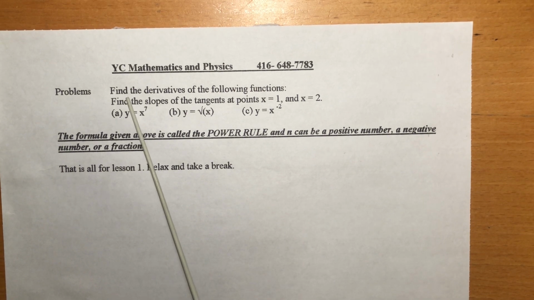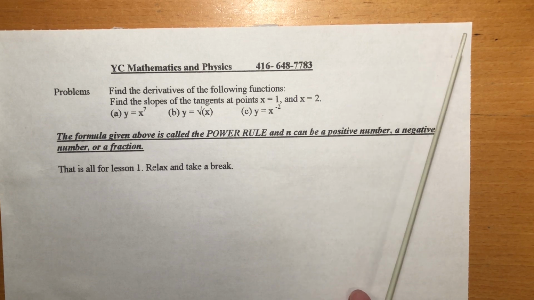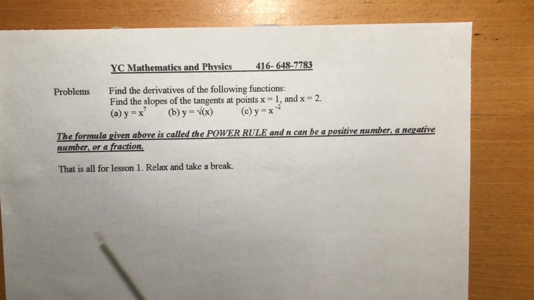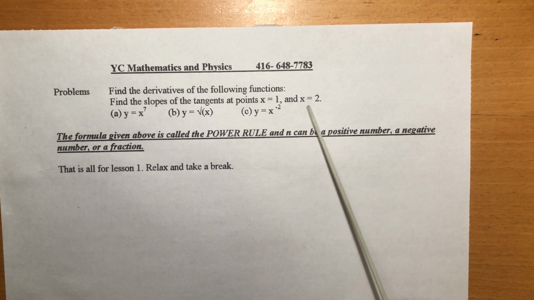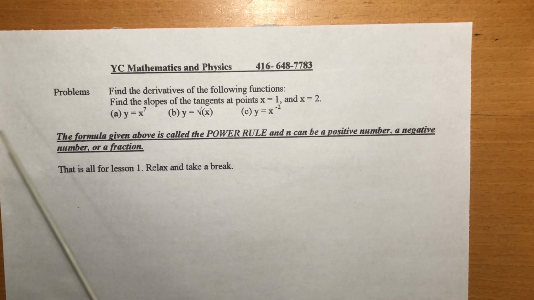So let's do some problems. You are given 3 functions, A, B, C, and I want you to find the derivatives. Find 3 derivatives for the 3 functions. And how about the tangent? Find the slope of the tangent. Remember, the slope of the tangent is at a certain point. I give you the x coordinate: x equals 1, that's one point, and x equals 2, that's another point. Use the formula given to find the derivative. It should not be difficult. There is a name for the formula I gave you above: the formula for the derivative, in this case, is called the power rule.